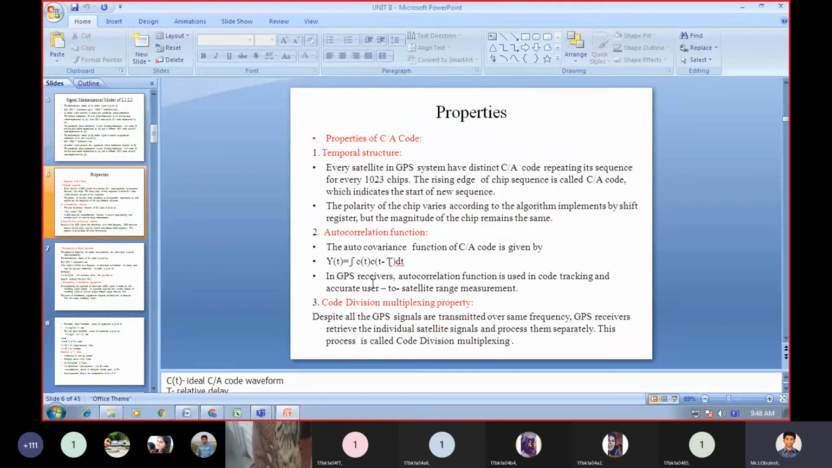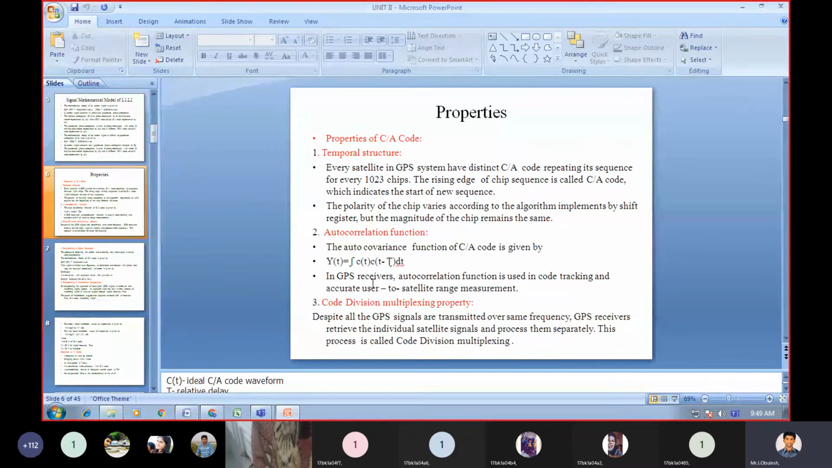Properties. Up to now we discussed signal components and their purpose. Then we are going to discuss the properties of the GPS signal, first the properties of the C/A code. The first property of the C/A code is temporal structure.